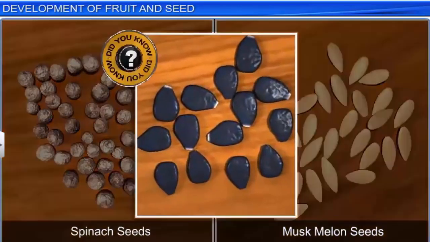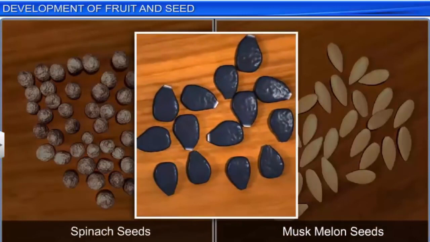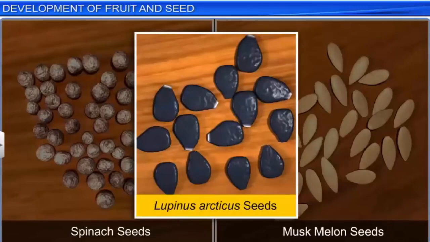Did you know that excavations around the Arctic tundra region have led to the finding of seeds of Lupinus arcticus, which remained viable for 10,000 years before germinating and flowering?